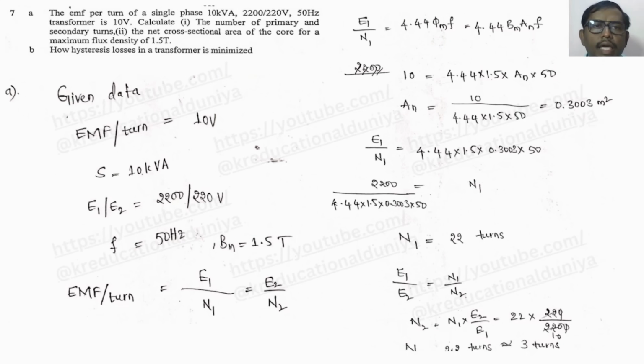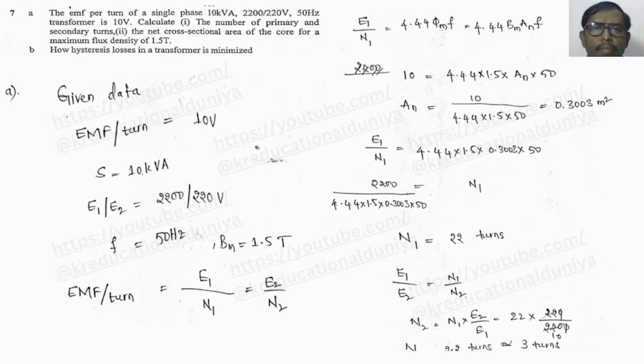So 7A, the EMF per turn, for one turn, the voltage is 10 volts of a single phase 10 kVA. So the rating of a transformer is 10 into 10 power 3 volt amperes, and 2200 by 220, that is E1 value is 2200 volts and E2 value is 220 volts. 50 Hz, the transformer F equal to 50 Hz, and rating is 10 kVA. kVA means that is nothing but apparent power, right? So they have given the symbol of S equal to 10 kVA, and EMF per turn is 10 volts.